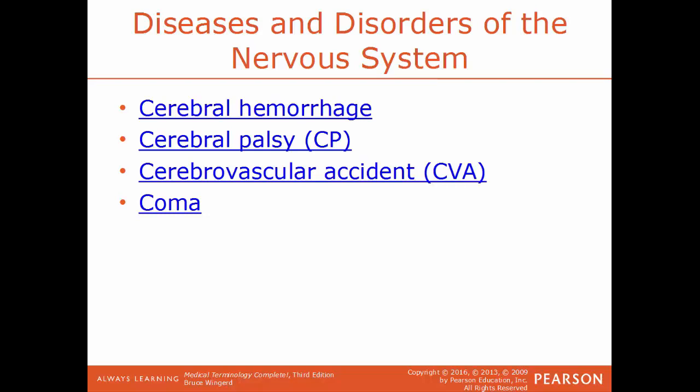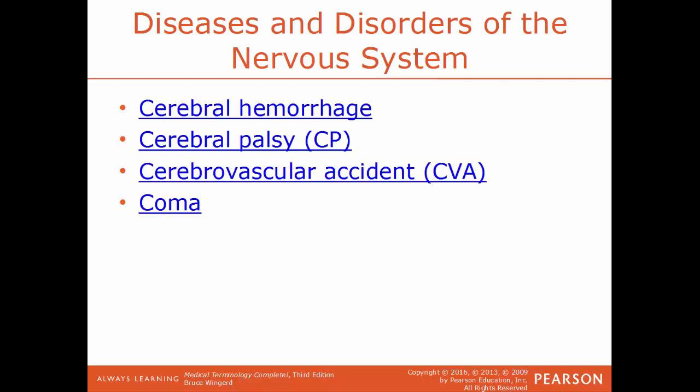This refers to a collection of problems. It can impact anything from body movements to posture to general muscle tone. The person may have spastic paralysis. There could be intellectual disabilities. There could be vision problems. This references a very wide range of issues. CVA, cerebrovascular accident, is another term for a stroke. This is the sudden death of brain cells due to a lack of blood flow and a lack of oxygen.